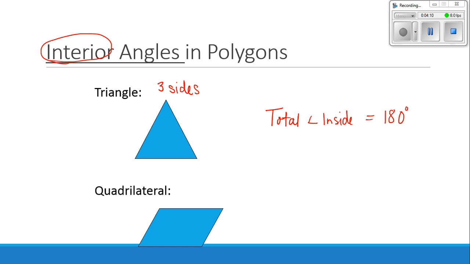Now we've been working in the past with quadrilaterals. Those are four-sided figures. With four-sided figures, do we know the total inside? Maybe you do and maybe you don't, but we could draw a diagonal, and if we draw a diagonal, we will get two triangles. And every triangle is 180, so 180 and 180 would be 360. So the total angle inside a quadrilateral or a four-sided figure would be 360.